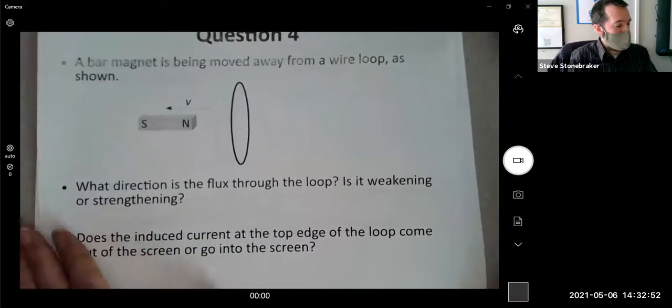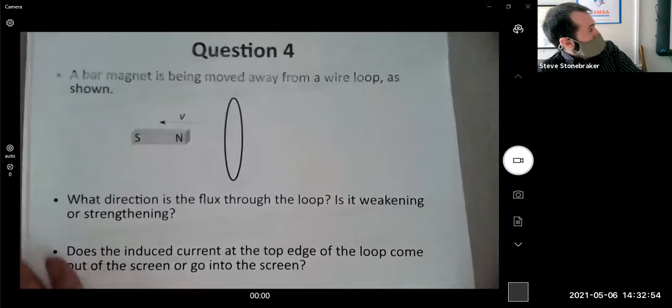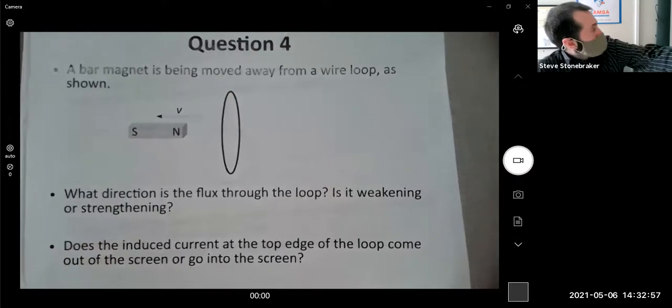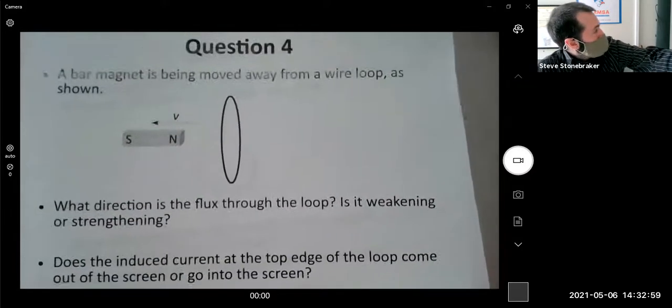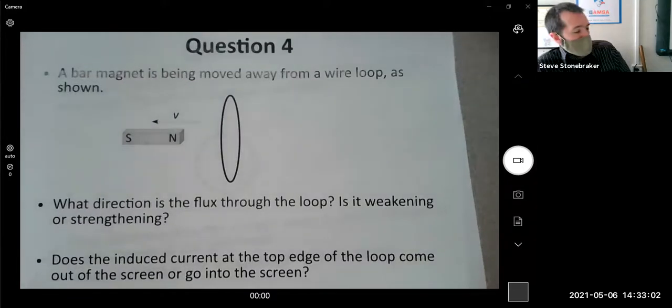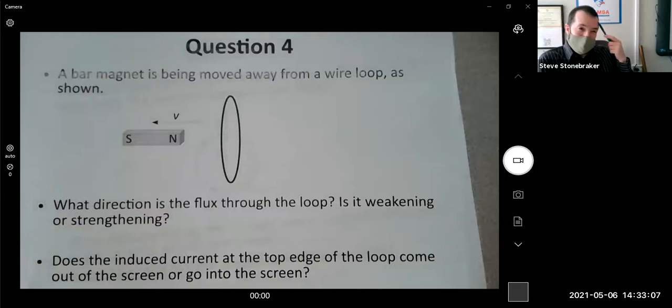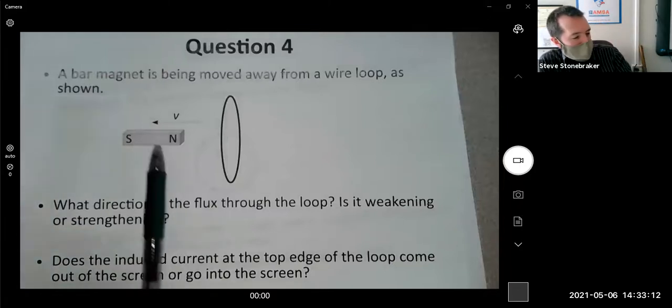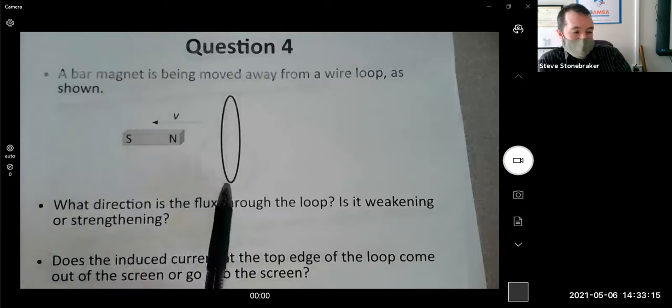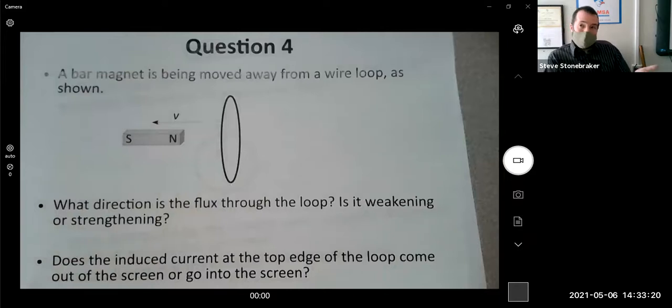Hide that so you can't see the answer through it. All right. This one I split up into two parts because it involves a bar magnet. So first you have to remember which way the bar magnet field goes in the first place. I have this bar magnet and it's being pulled away from the loop. You already saw when I was doing the examples with my coils that that will definitely cause a current to flow. But what I want to know is which way.